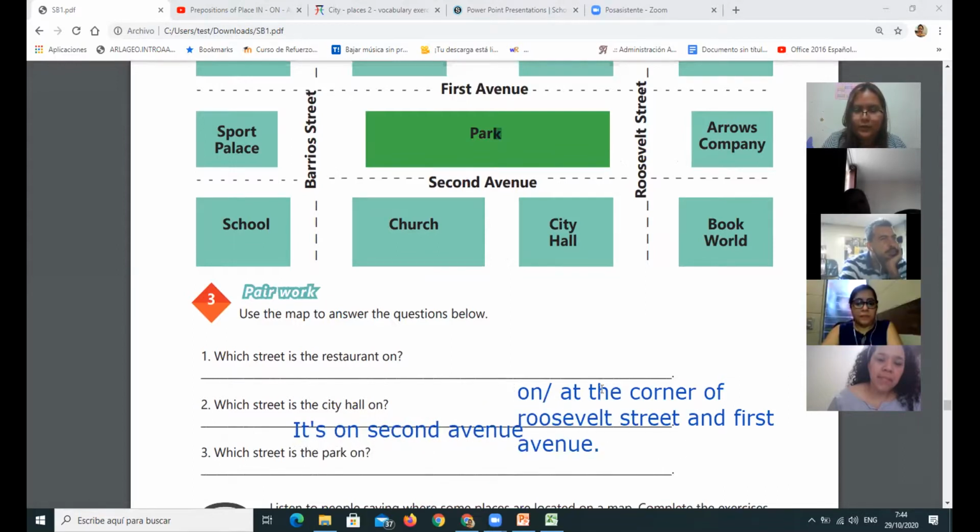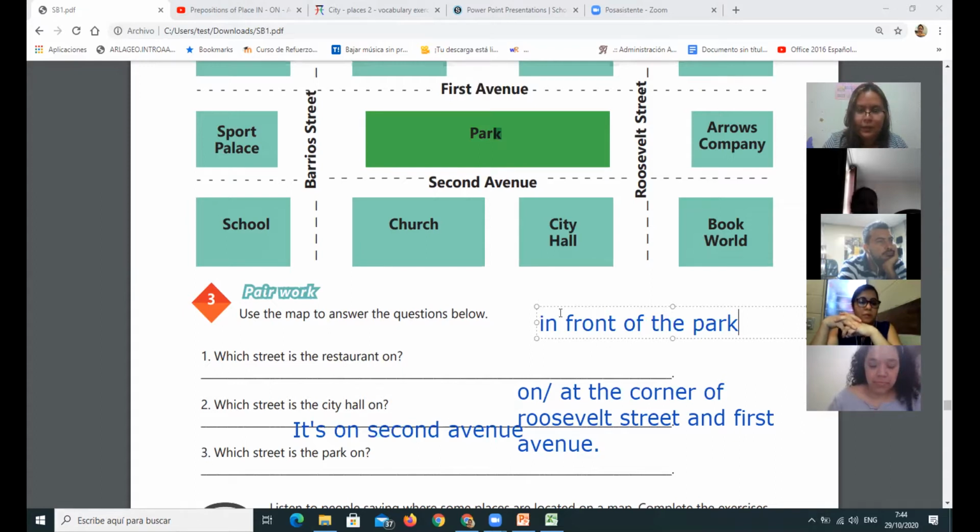In front of the park. Okay, in front of the park? In front. In front of the park. Yes, that's right. When you give a point of reference, right? You give a reference to that place.